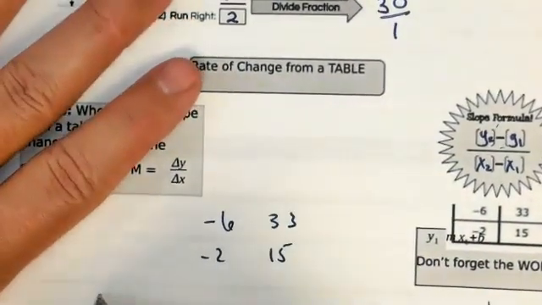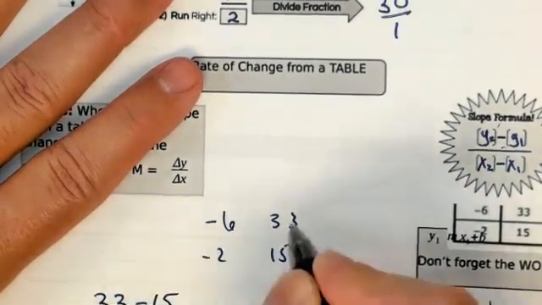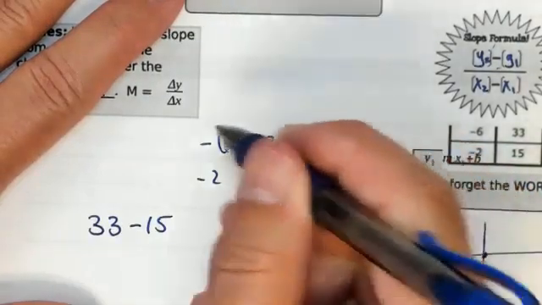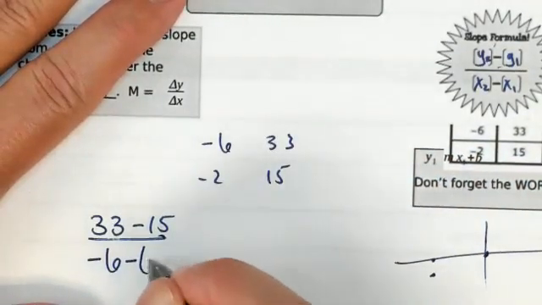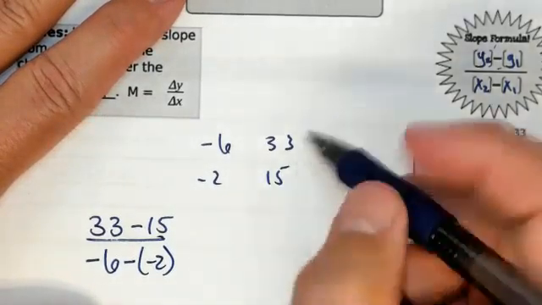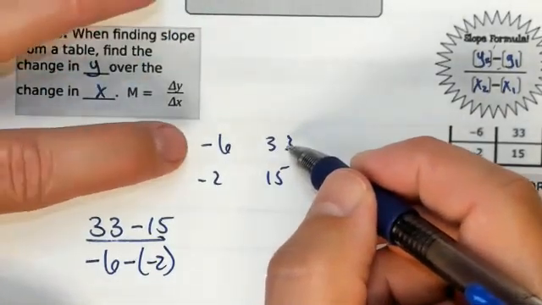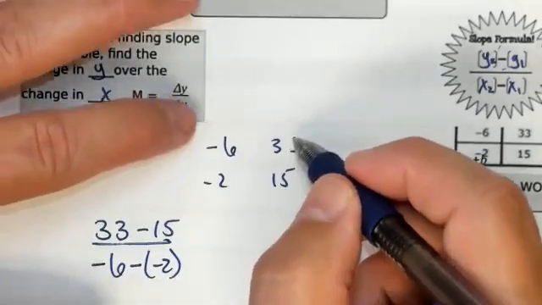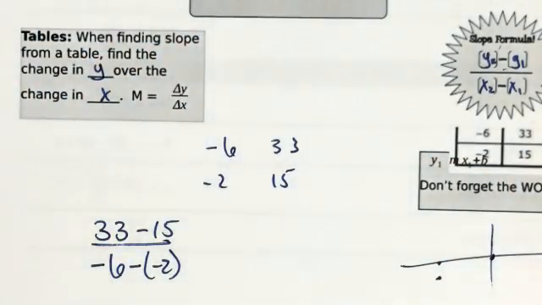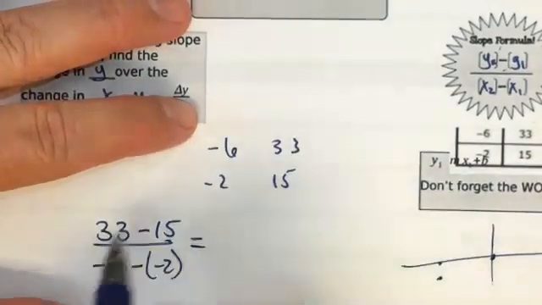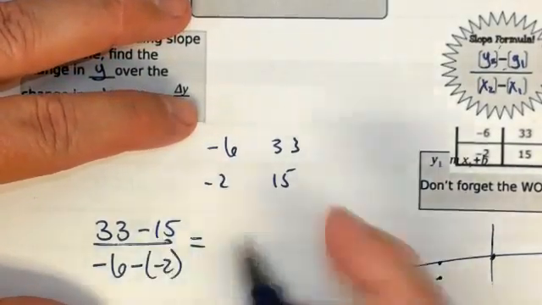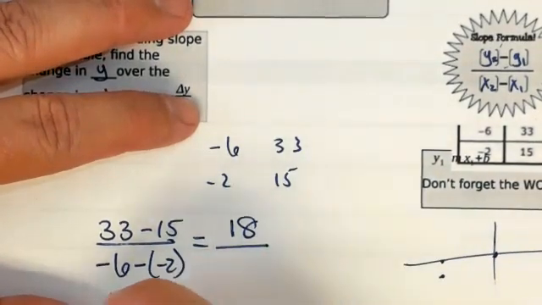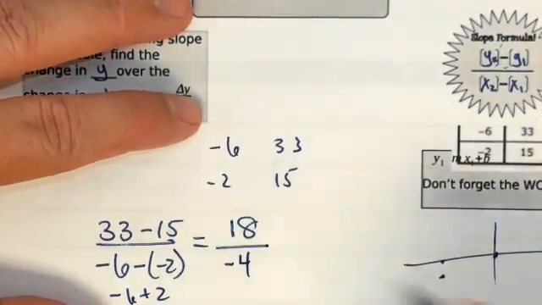What I'm going to do is subtract. So if I take 33 minus 15, the only thing I have to make sure I do is, if I do this one first, then I need to do this one first, -6 minus -2. So if I start with the 33 on the y, I have to start with the -6 on the x. Don't switch them. If you go in the same order, it doesn't matter which one you pick, you're going to get the correct answer. 33 minus 15 is 18. And this is really -6 plus 2, so this is -4.